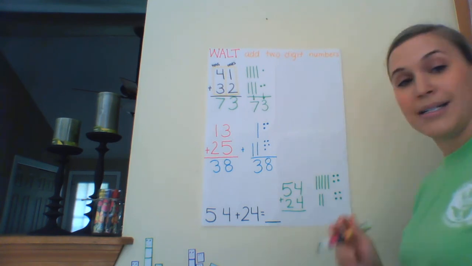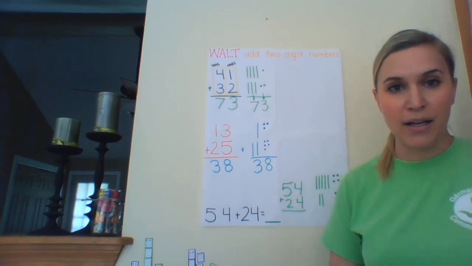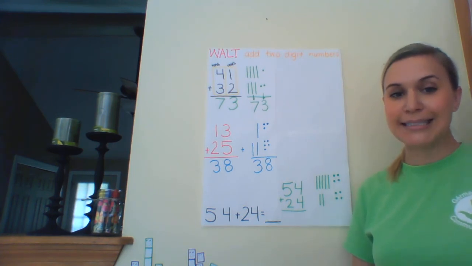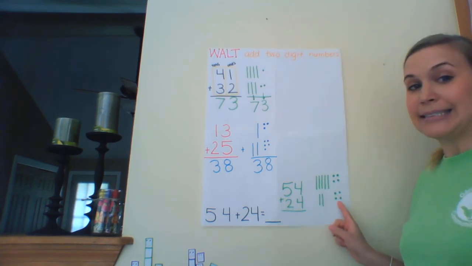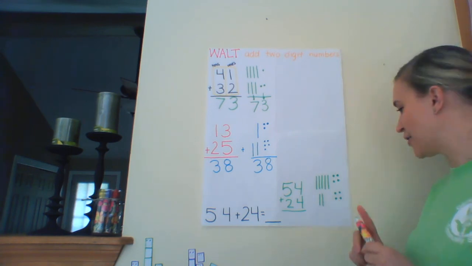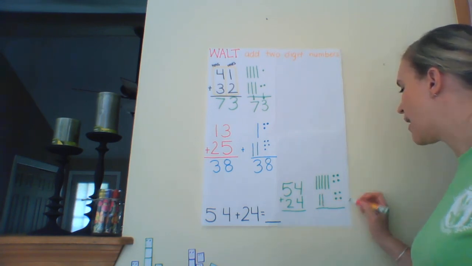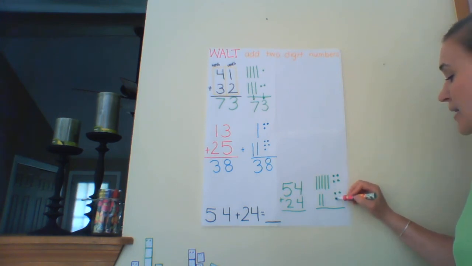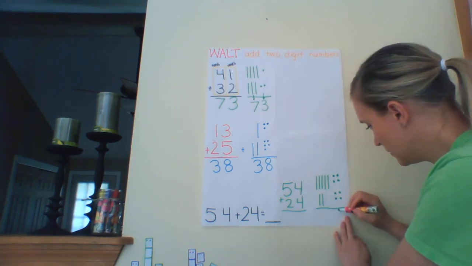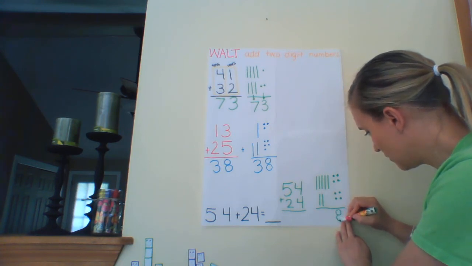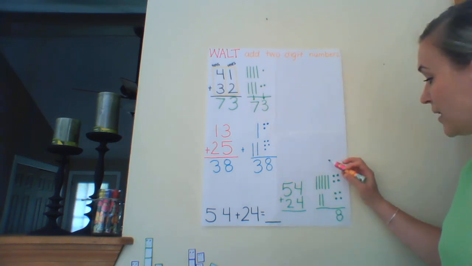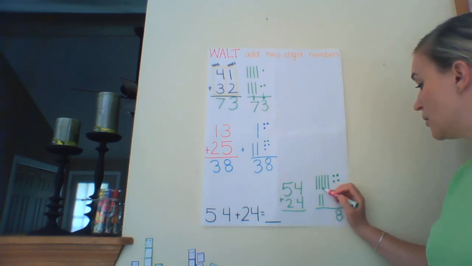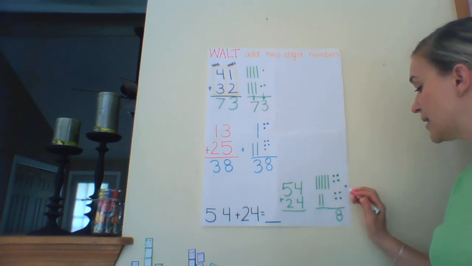So now we're going to add. When we add, do we add the 10s first or the 1s first? 1s first. You got it. Let's count how many 1s we have. 1, 2, 3, 4, 5, 6, 7, 8. Now let's count how many 10s we have. 1, 2, 3, 4, 5, 6, 7.